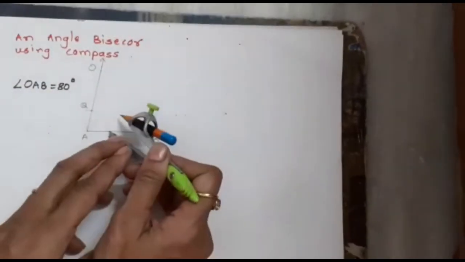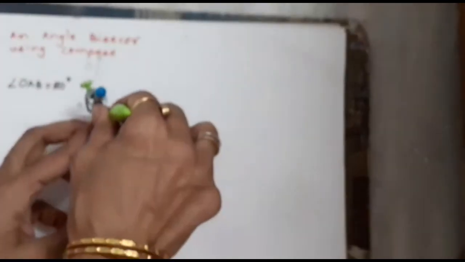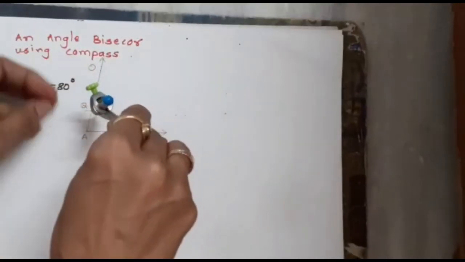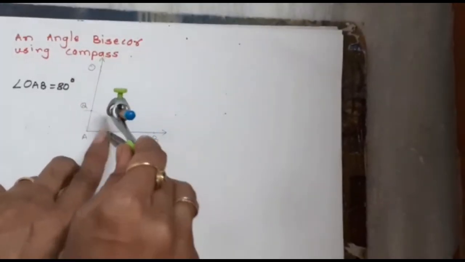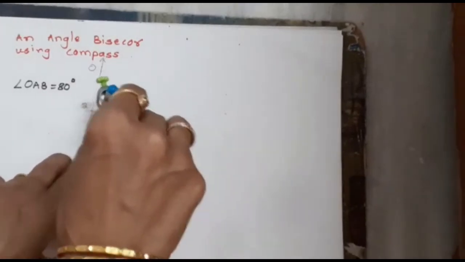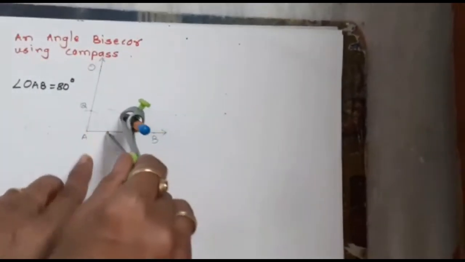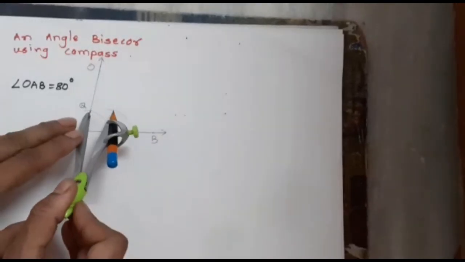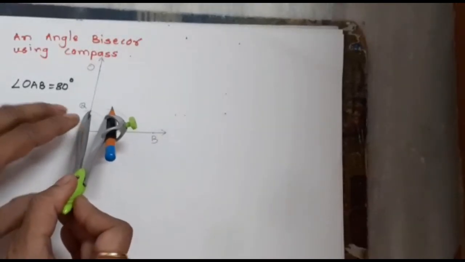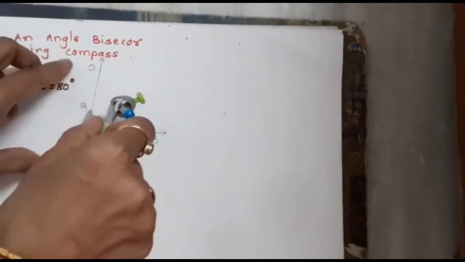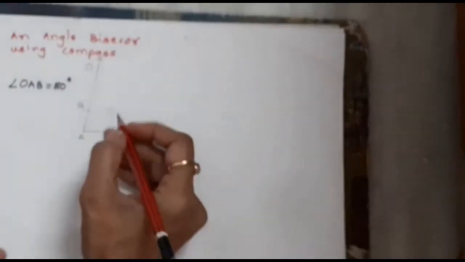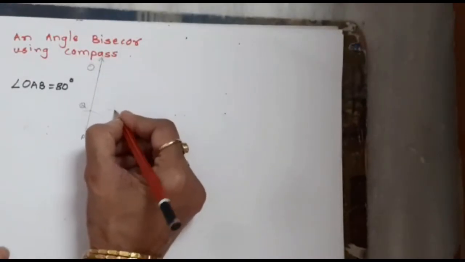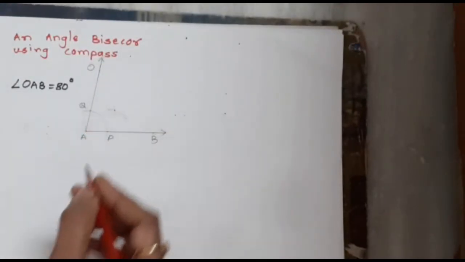Okay. Now again take convenient distance in the compass and the metal point on P, draw an arc like this. Now with the same distance in the compass, put this compass on point Q and draw an arc intersecting the first arc. Okay. See here. Now this is the intersecting point.